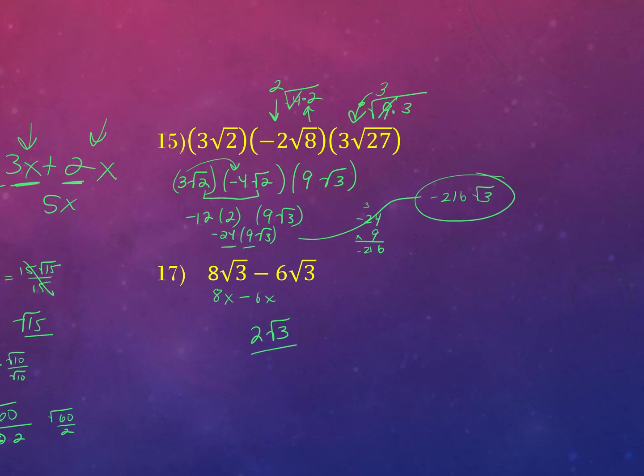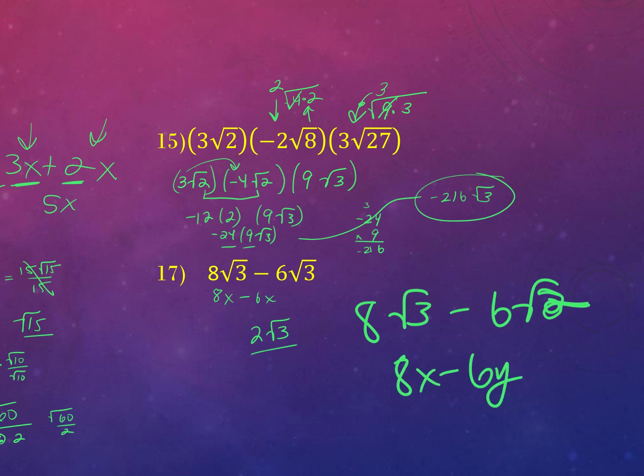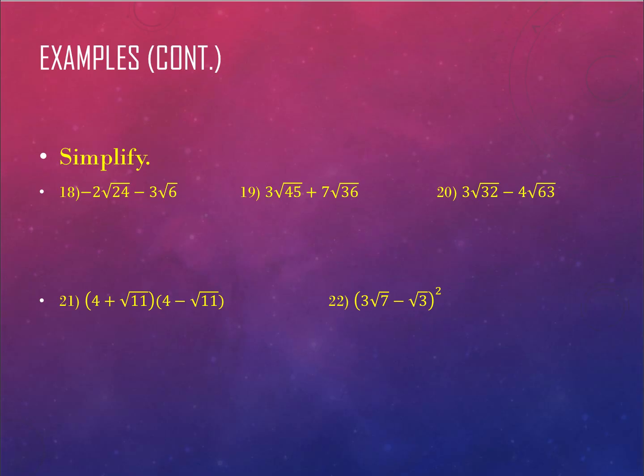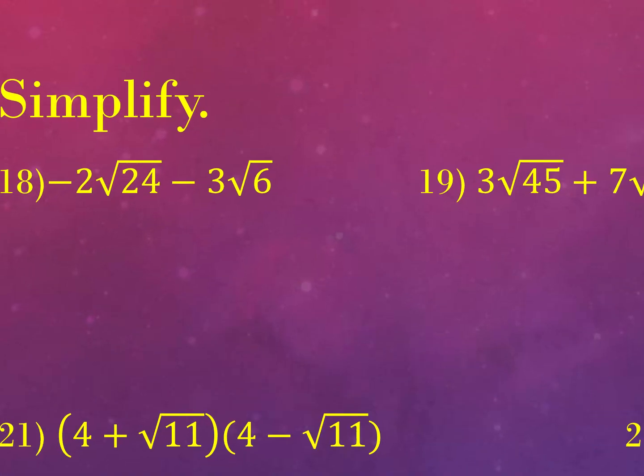Easy enough? Alrighty. If it was 8 square root of 3 and then 6 square root of 4, you couldn't. Correct. If it was like 8 square root of 3 minus 6 square root of 2, whoa, crazy looking 2. There's nothing you can do with that. That's like saying 8x minus 6y. That would just be simplified.